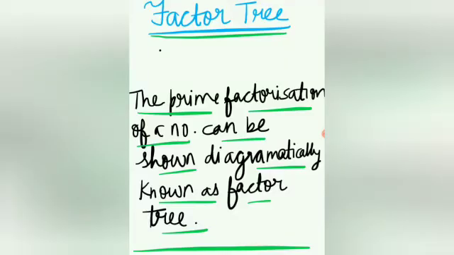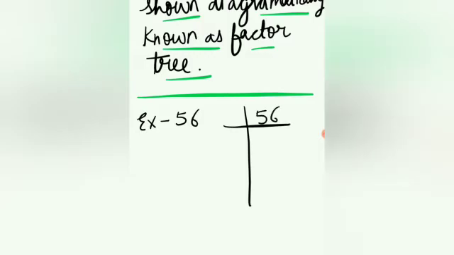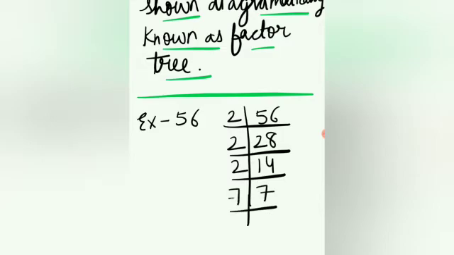Now the next topic is factor tree. Factor tree means the prime factors of a number can be shown diagrammatically, known as a factor tree. Let's take an example. Now we are going to express 56 by a factor tree. Before that, you have to solve 56 by this method: 2 28s are, 2 14s are, 2 sevens are, and 7 ones are.